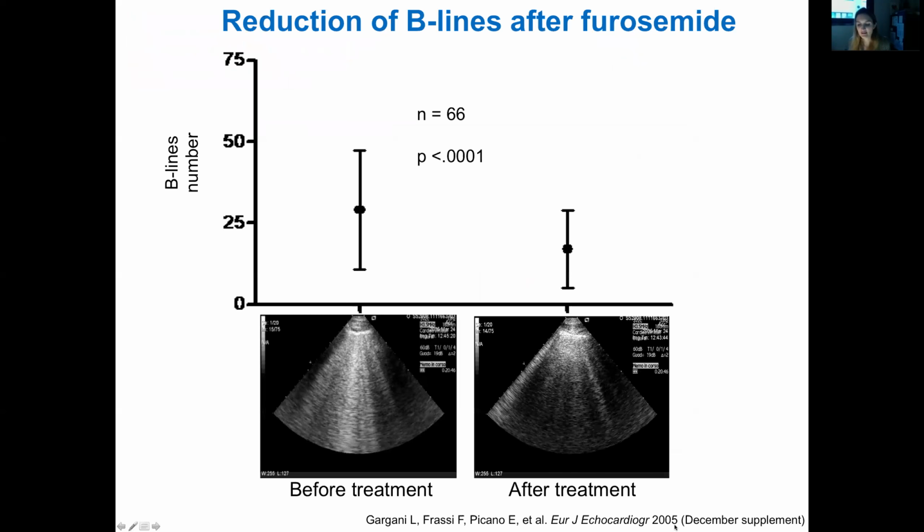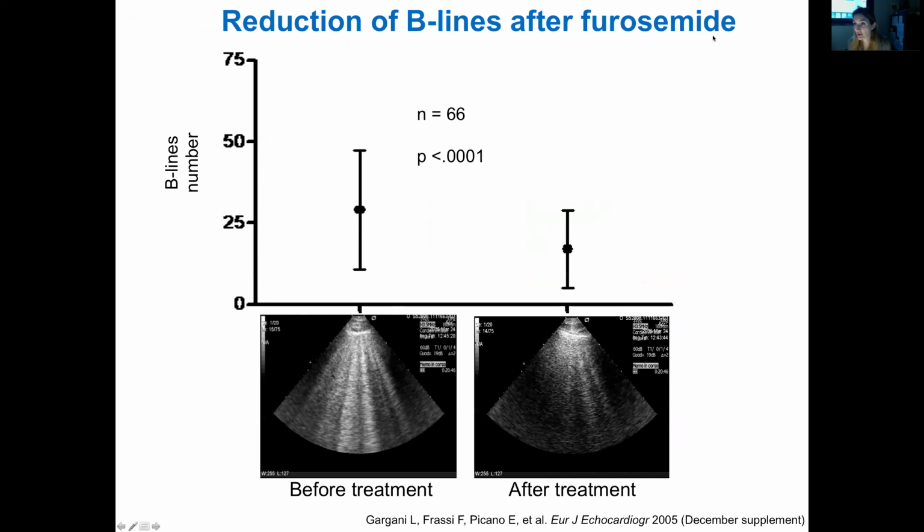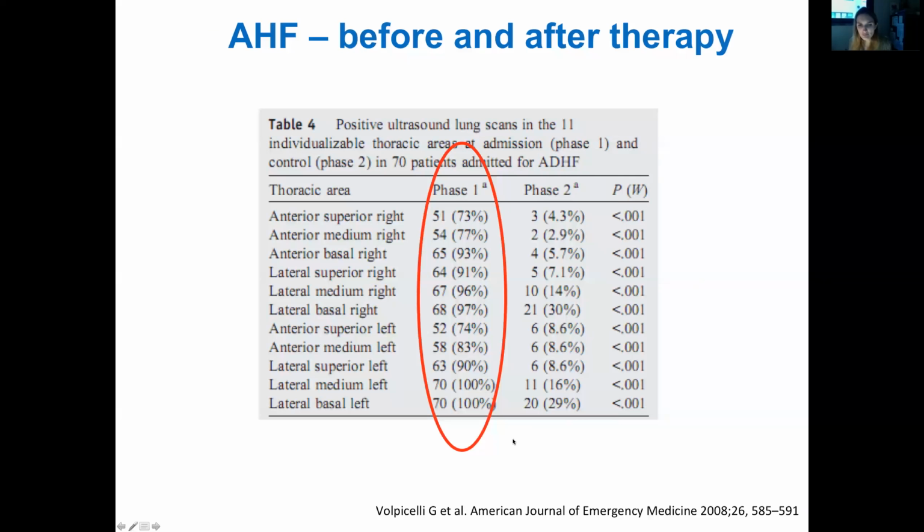And again, many years ago, already 13 years ago, we had this abstract showing that there was a significant change in the number of B-lines after furosemide in patients with heart failure. And Giovanni Volpicelli was the first one who published this, again, in patients with heart failure, showing that patients at admission had a high incidence of B-lines on the chest. This is the percentage of areas of the chest with B-lines at admission. And you can see that after a few days of hospitalization, this percentage significantly changed.